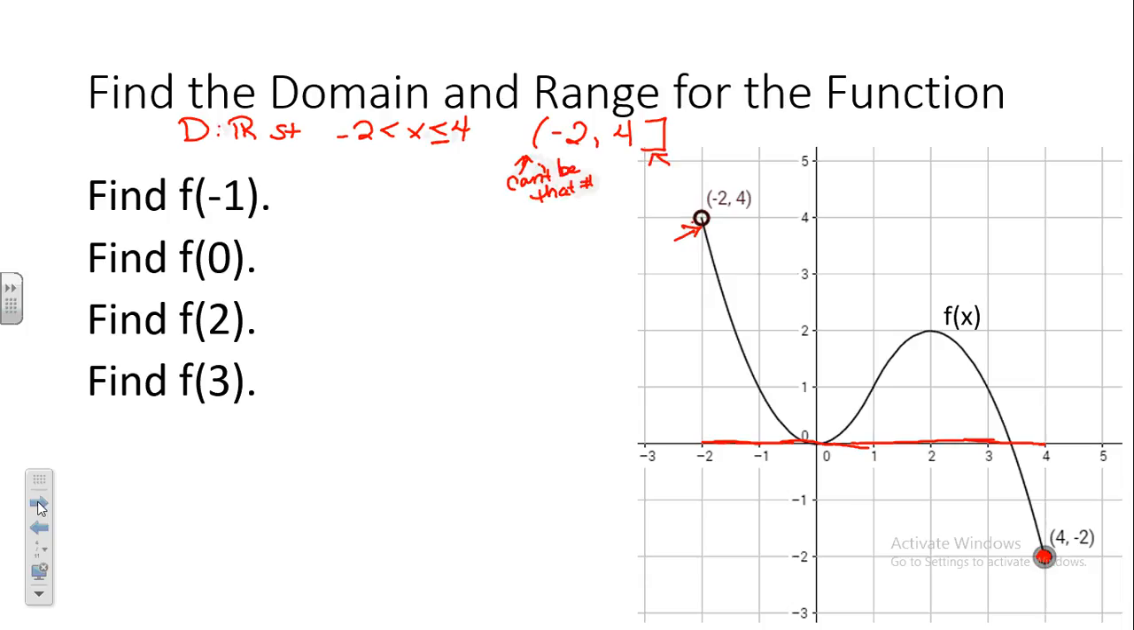Close parentheses means it can be that number. There's an equal to, there's a closed dot, there's an open circle here. Okay.